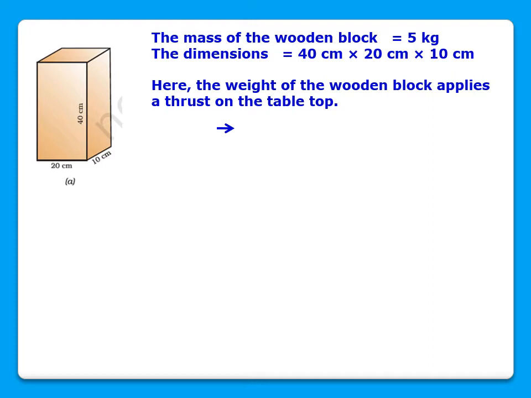This is the first condition, condition A, and this wooden block is kept on the table like this. The mass of the wooden block is 5 kg, that is given in the numerical itself, and the dimensions are 40 into 20 into 10. Okay, now the weight of the wooden block applies a thrust on the tabletop, that you know.